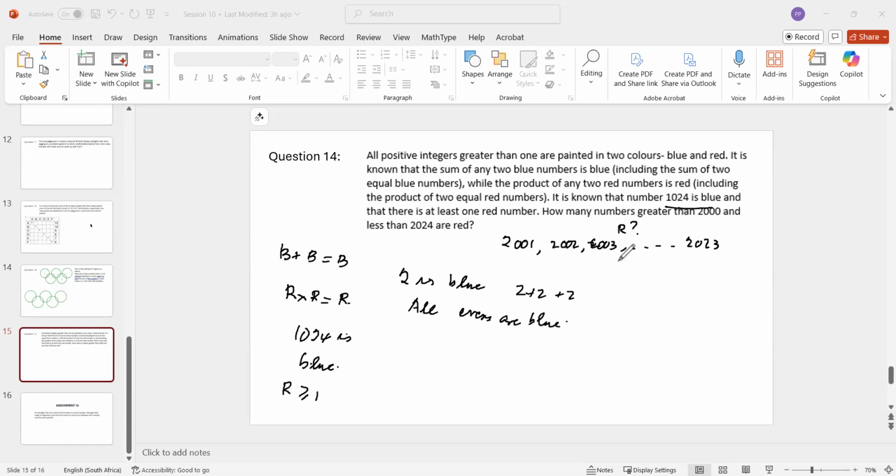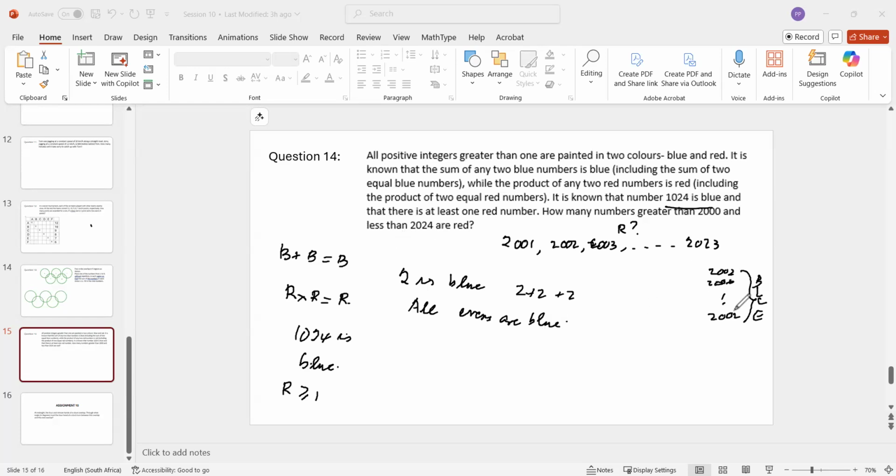So it means all these numbers here, 2002, 2004, and so on, all the way up to 2022, they're all blue. But they ask how many of them are red. So now we don't know about the other numbers, you know, the odd numbers in between. Maybe some of them are also blue. We don't know. We know these are blue. It could be the others also.